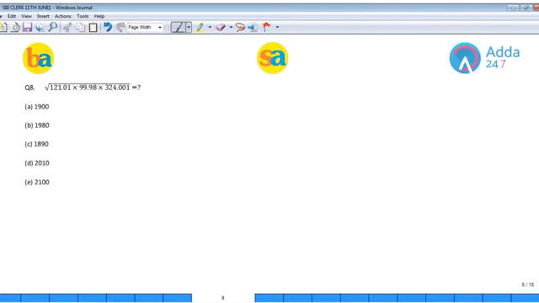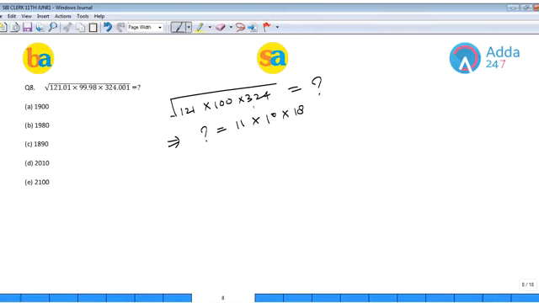Question number 8. Under root 121.01 into 99.98 into 324.00. So we can also write it as under root 121 into 100 into 324 is equal to question mark. So this implies question mark is equal to 11, that is the square root of 121, into 10, that is the square root of 100, into 18, that is the square root of 324. So this will be equal to 1980. So the correct option is B here.